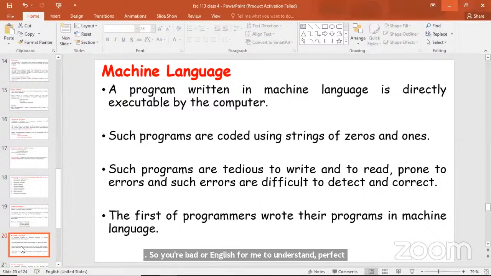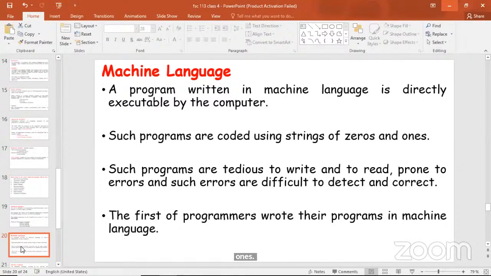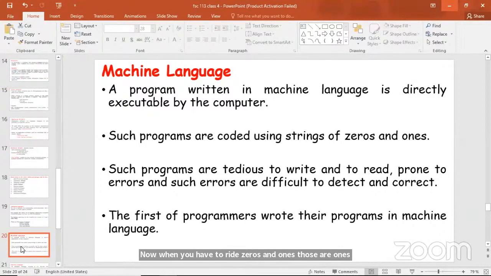Now, such programs are coded using strings of zeros and ones. Such programs are tedious to write. If you have to write your name alone, it will take several zeros and ones. It is tedious to write. It is also tedious to read. When you have to write zeros and ones continuously for a long period of time, it is prone to error, and such errors are difficult to detect and correct.